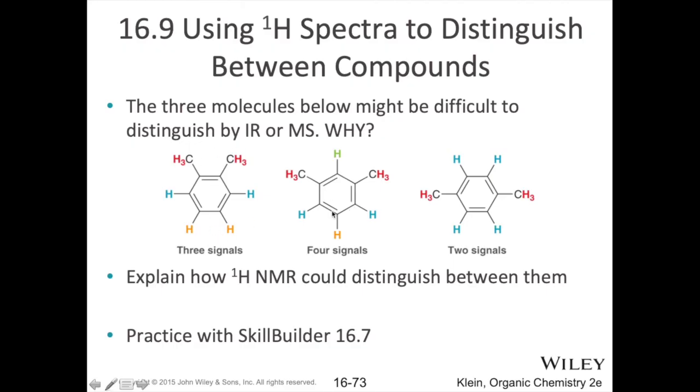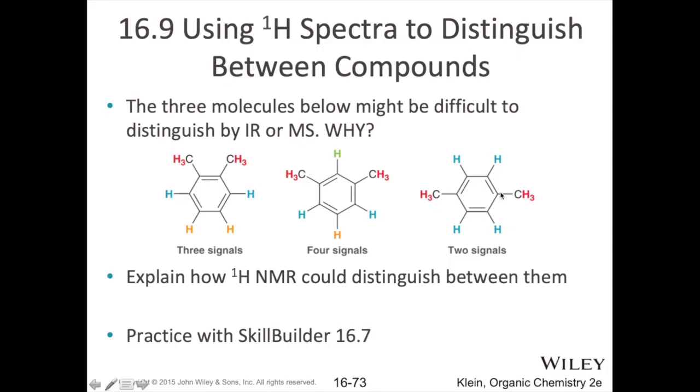Over here, you still have that rotational axis, but now we have a proton that's lying in that axis along with this one. But these are not equivalent to each other, right? This hydrogen's in between these two methyl groups. This one is not. It's further away from those methyl groups. So we'd see four different signals for this one.